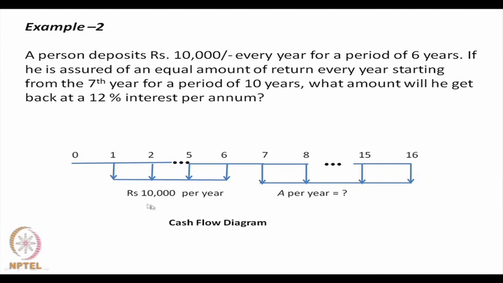If he makes a payment of 10,000 rupees per year, what is the value of A? That means, how much would he get back in equal payments for 10 years, starting from the 7th year through the 16th year? This is the question. So, what can we do? There are different ways of finding out the values. One way that I have followed here is to find out the present worth. This is the amount that I am now paying, and that is 10,000 rupees per year.